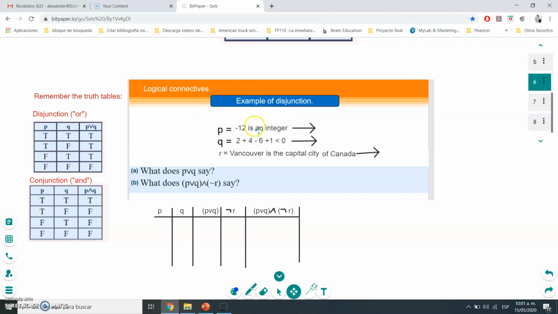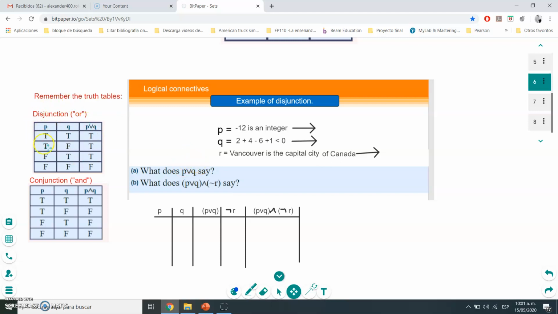Proposition P: minus 12 is an integer. We already have this. Q: 2 plus 4 minus 6 plus 1 is less than 0. And R: Vancouver is the capital city of Canada. So first of all, we are going to find what P or Q says.